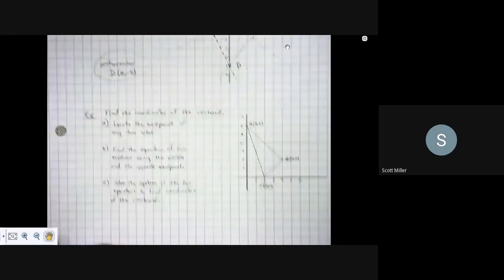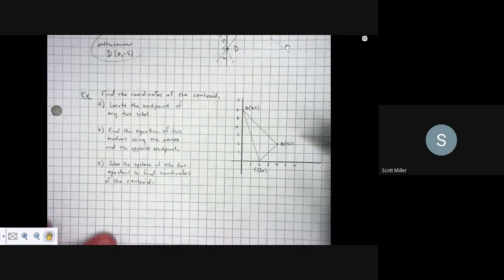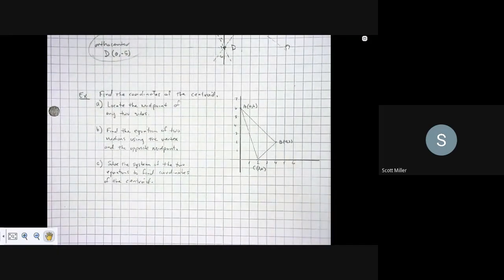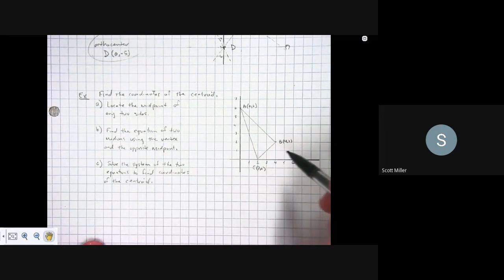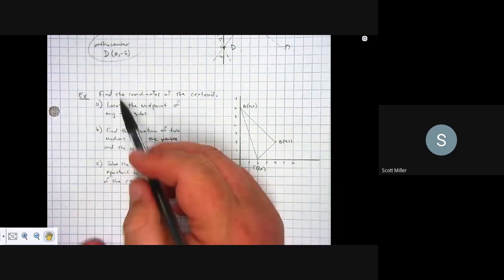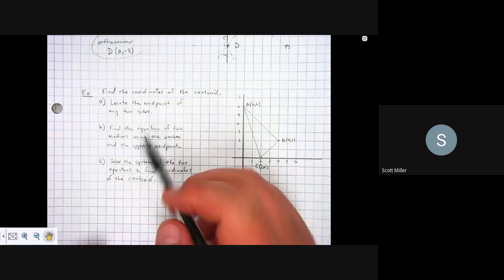Here's another one for the centroid. How do I locate the centroid in a triangle? Okay, so the first thing you want to do is, and we're in a grid situation, so we're going to use the coordinate system to help us find the coordinates of that point. And so I gave you some guidelines to follow here to help you get it.